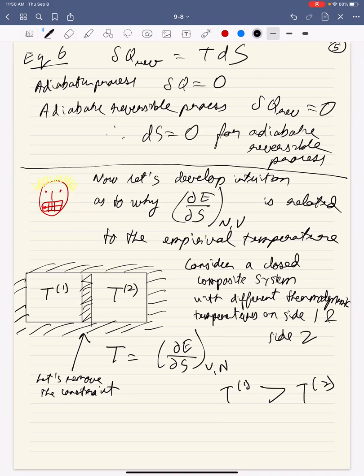But first of all, when we remove the constraint, what will happen to delta S, which we define as delta S of system 1 plus delta S of system 2? Can we say anything about delta S in this process? Will it be 0? Will it be negative? Will it be positive?